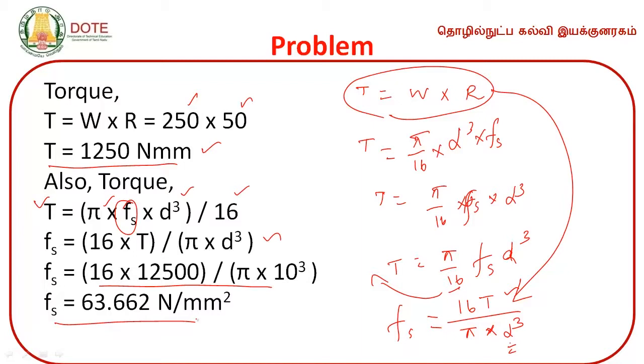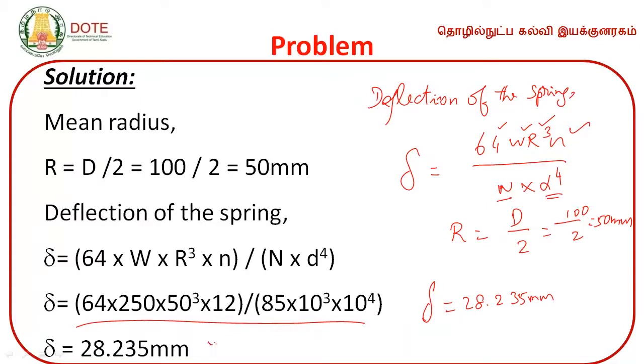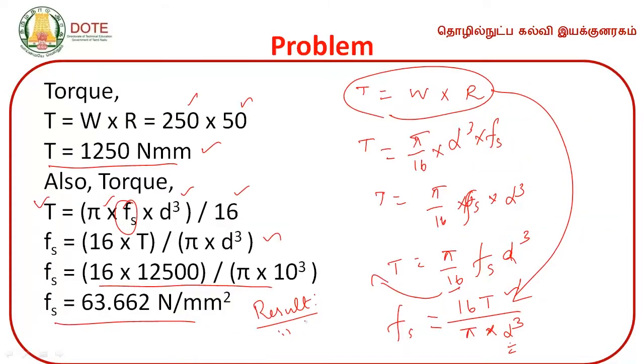Now we have to write the result. We must not forget. First result: the deflection of the spring. So deflection of the spring del is equal to 28.235 mm.